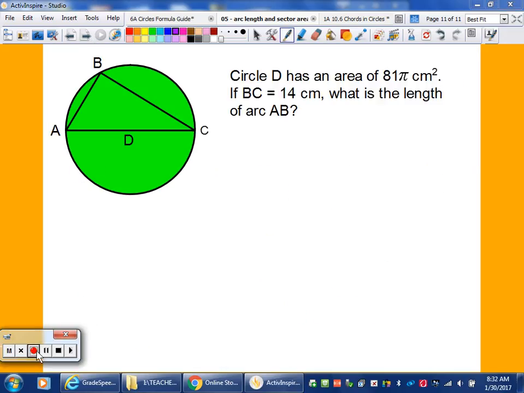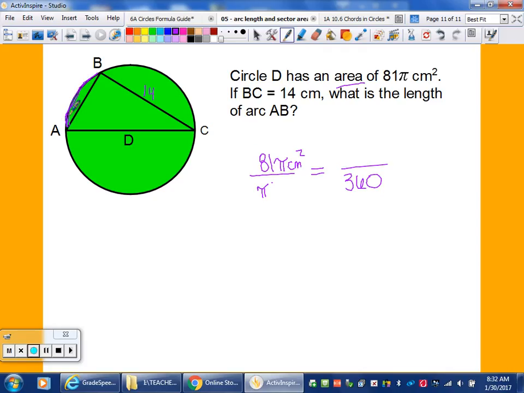Oh wait, hold on. Okay, so I said that was it, but I was wrong. There's one more problem. Now look at this one. You have a triangle inscribed inside of a circle. Circle D has an area of 81 centimeters squared. That immediately tells me you're doing sector area first. They talk area, it's sector area. So you know it's pi times the radius squared. They give you the sector area of 81 pi centimeters squared. And if they tell you BC is 14, they want the length of arc AB.